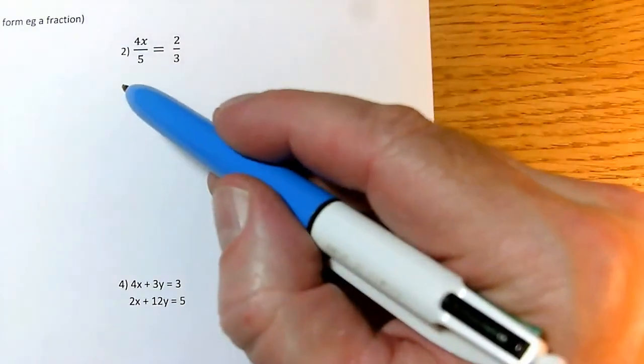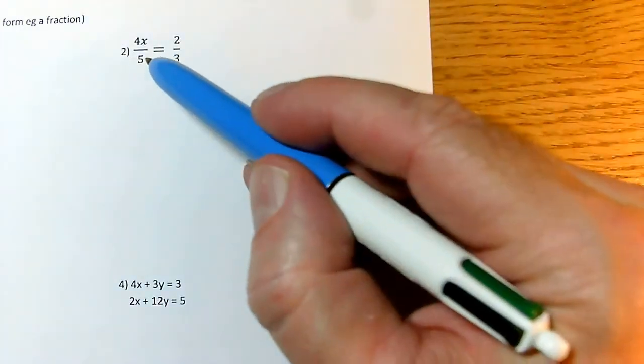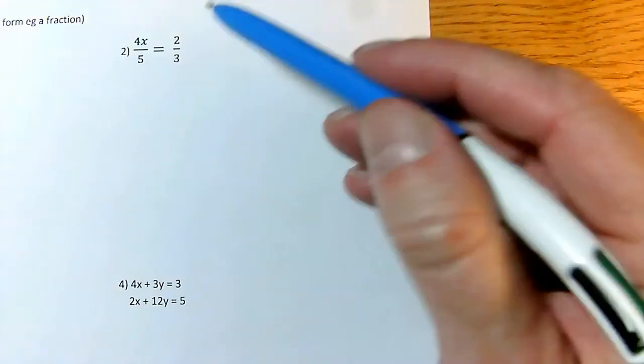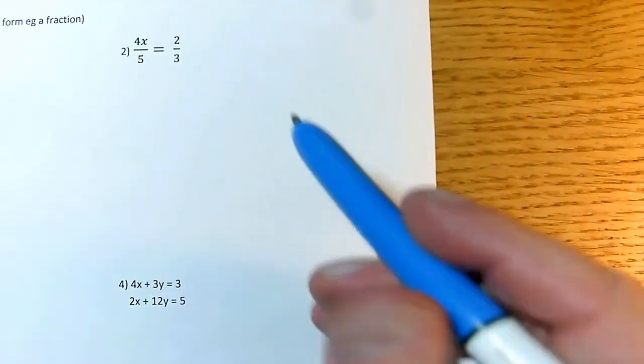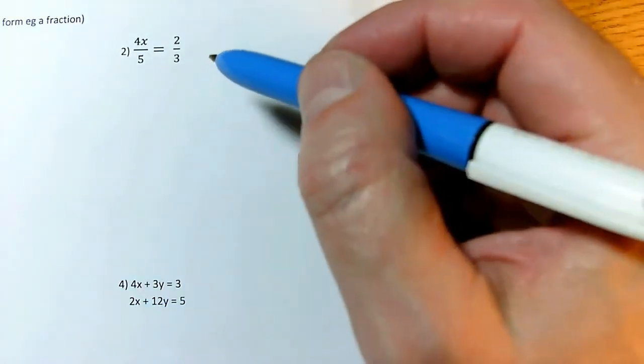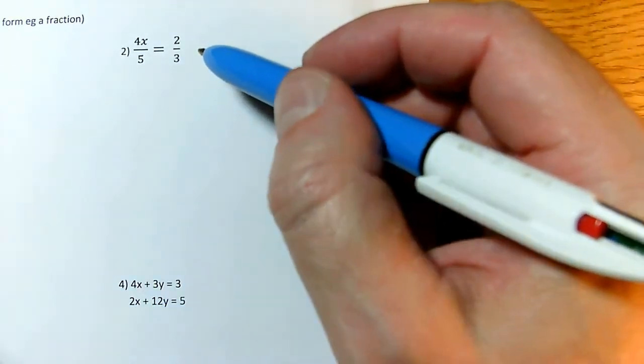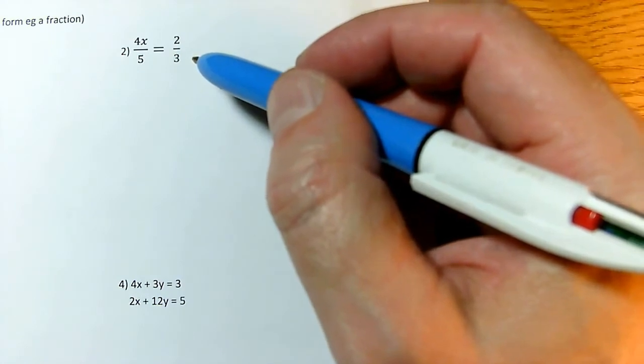Okay, in this video I'm going to look at question number 2. I've got to solve 4x over 5 equals 2 over 3. Now there is more than one way of setting this out. I'm going to take this steady. I'm going to start by saying this has got fractions in it. It will look easier to begin with if I get rid of all the fractions.